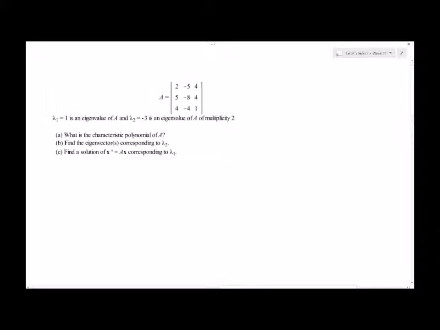Let's do the second case. So it tells you again the eigenvalues. Then the corresponding polynomial is going to be lambda minus 1 times lambda plus 3 squared. Because again, multiplicity of 2 means there's 2 of them, so we can just square it. And then you set it equal to 0.